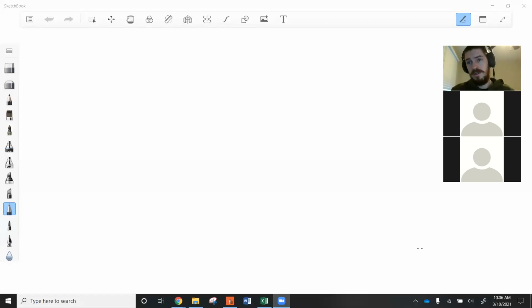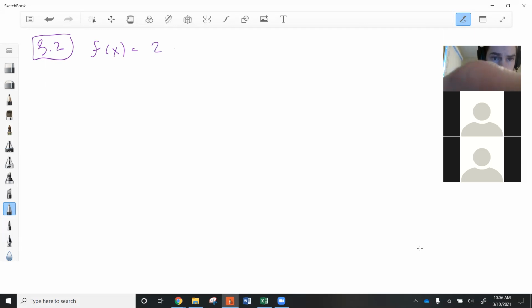So let's look at two functions. I'm going to stick with polynomials because most of what we're doing with 3.2 is with polynomials. So let's look at the function f of x is equal to 2x to the power 5 plus 3x cubed plus x. I don't want to do too much. Let's just do that one. And then let's compare that to x to the power 5.